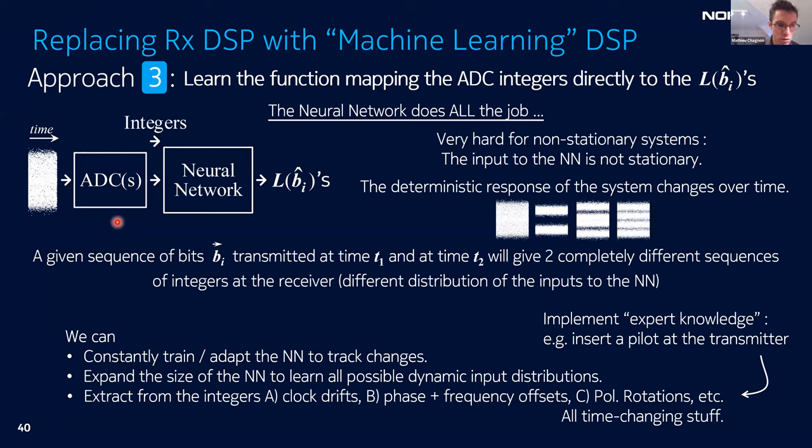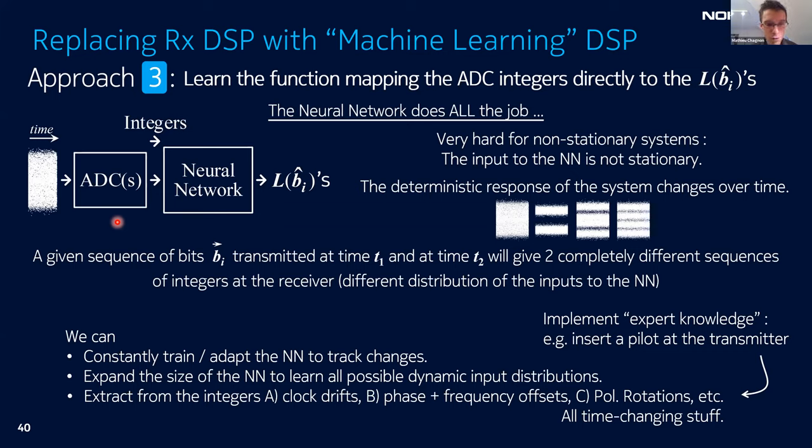The second thing we can do, which is also not very convenient but is one way, is to expand the size of the neural network to learn all possible dynamic input distributions, right? But again, this is not practically convenient because neural nets are typically already somewhat massive compared to conventional DSP. And now the idea is to make it even more massive to learn everything. So it's one approach, you can do this, but it's not quite practical.